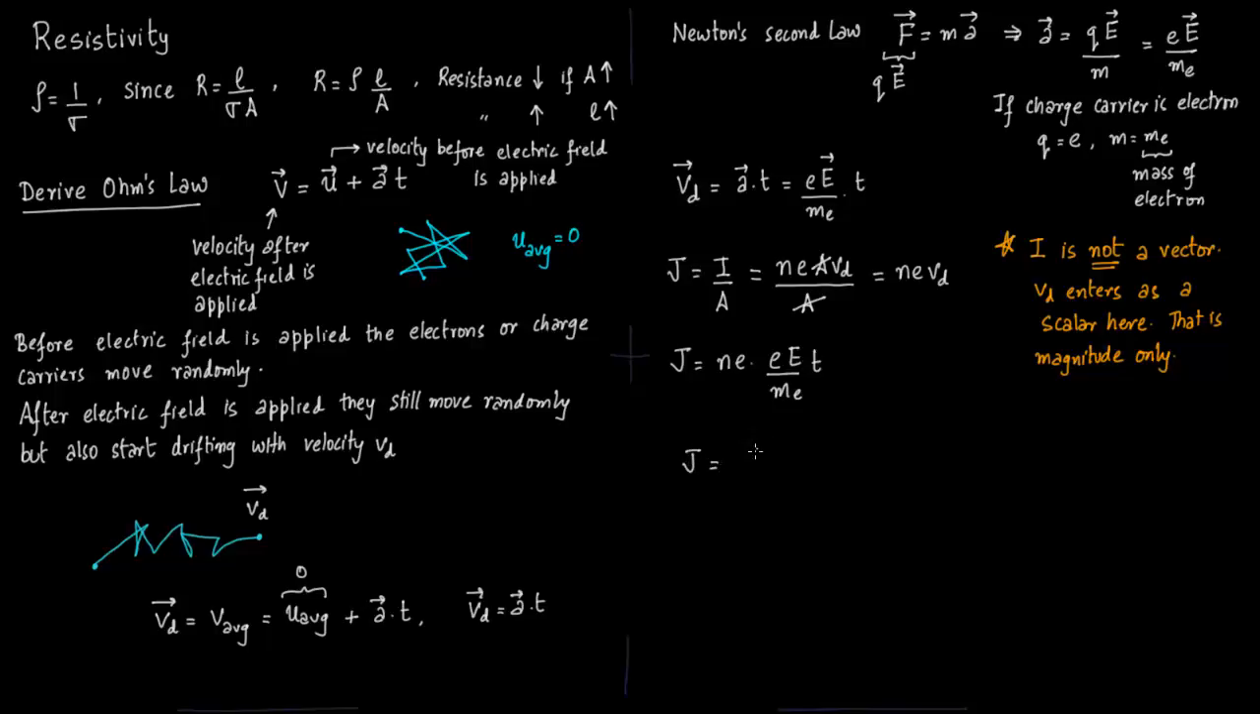So J becomes n e square times T divided by mass of electron, this entire thing times the electric field. So we denote this quantity in the bracket as sigma. So this we call sigma, and this is independent of the electric field. Now sigma is the conductivity. Notice it is independent of the electric field, and we have been able to derive Ohm's law.